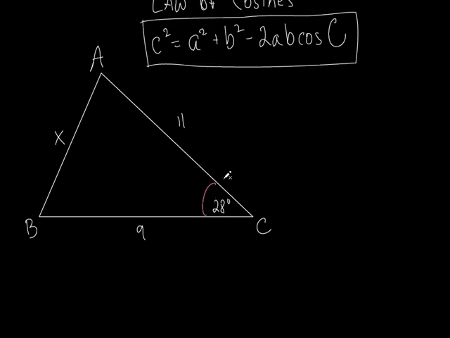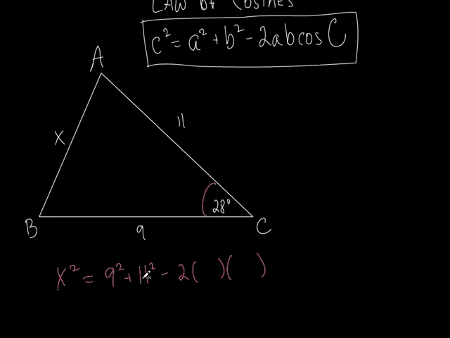What is our c in this situation? Our side c is the x. So how am I going to write that? Let's do it right here. I write x squared equals. Now the a and the b represent the other two sides, so I've got 9 squared plus 11 squared. Good. Minus 2 times ab.